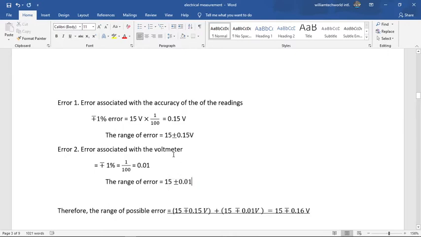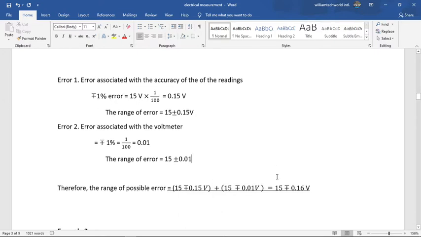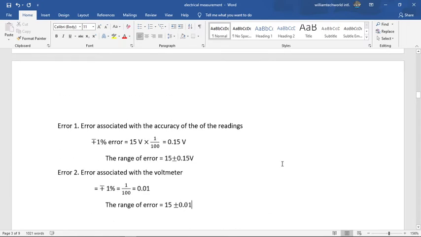So after that, we add both errors together. Now there's a way we add these errors together. Now we're having 15 plus or minus 0.15. We're also having 15 plus or minus 0.01. So once we add both errors together, that's 0.15 plus 0.01, we are going to get 15 plus or minus 0.16. So the total error that occurred in that particular reading will be 0.16. That's it.